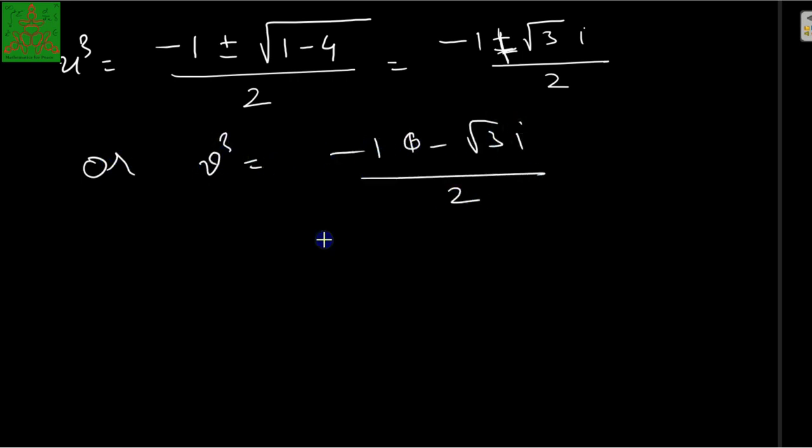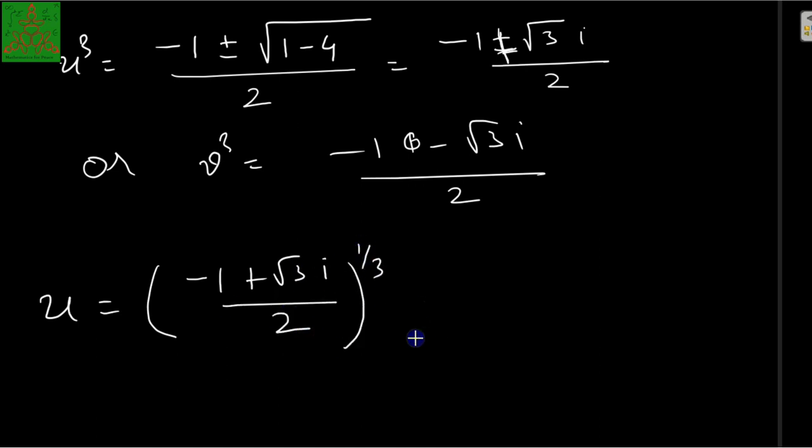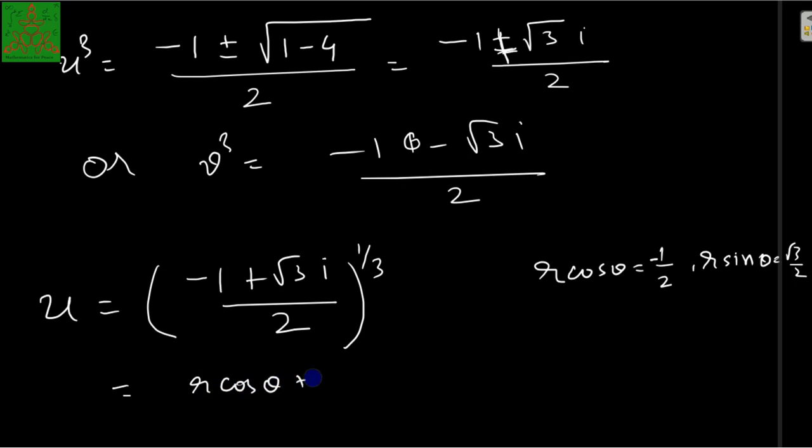Since from this you will have the value of u, which is (1 plus root 3i by 2) raised to 1 by 3. By converting this into polar coordinates, that is by replacing r cos theta equal to minus 1 by 2, because this is the real part, and r sin theta will be root 3 by 2, which is the imaginary part, we can write it as (r cos theta plus i r sin theta) raised to 1 by 3.